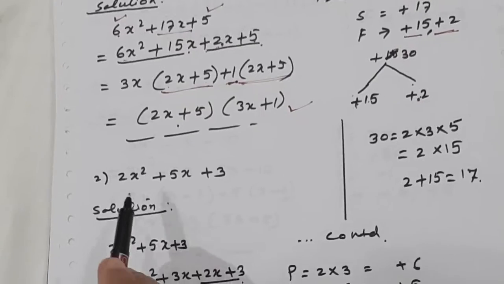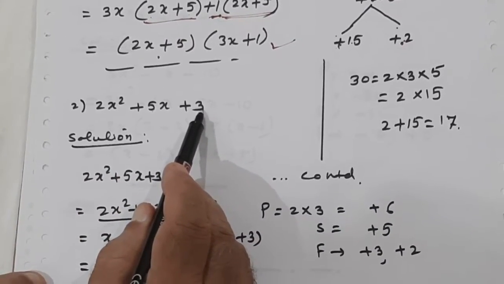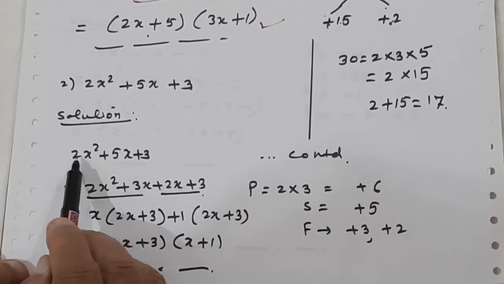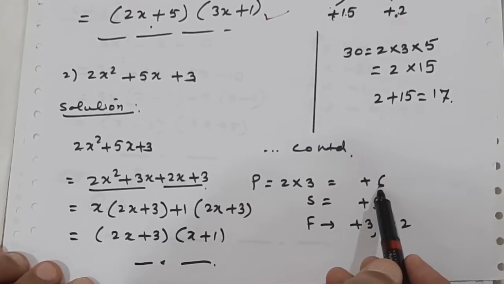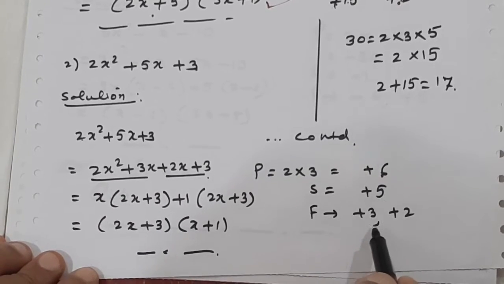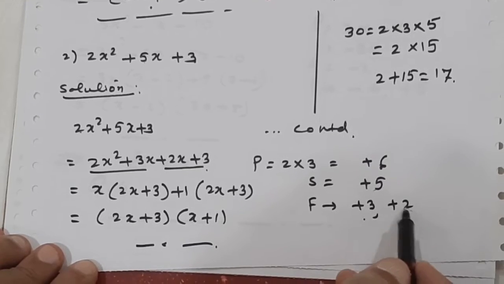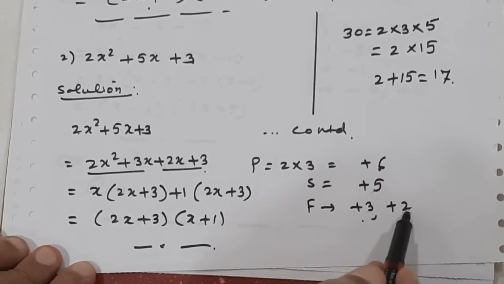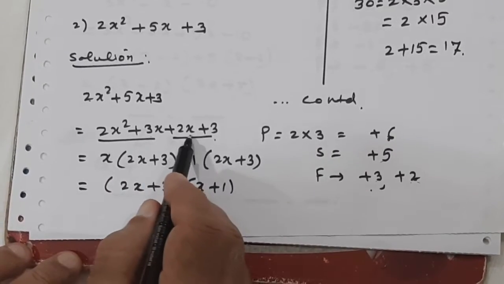Now let us take the second example, 2x squared plus 5x plus 3. Again you see the product will be 2 into 3, plus 6. And what is the sum? Plus 5. The factors will be plus 3 and plus 2. Add 3 plus 2, 5, and multiply: plus into plus, plus 3 twos are 6. And proceed. So split 5x into 3x and 2x.